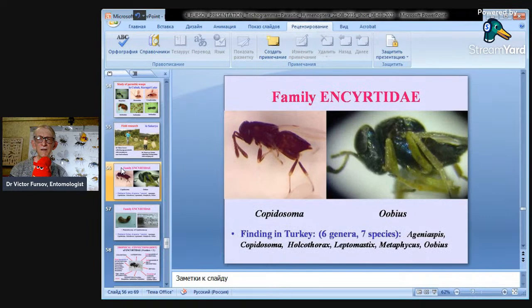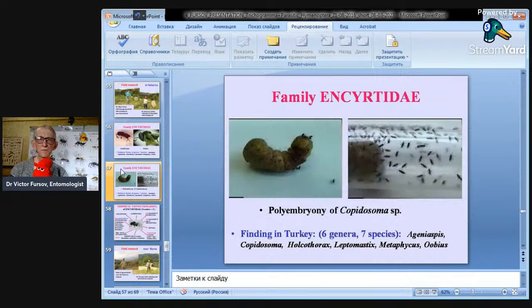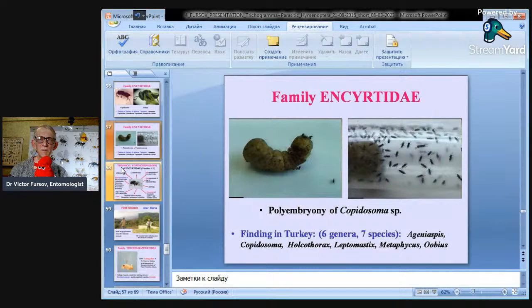Family Encyrtidae, six genera were found in our material. Here we see a picture of polyembryony of genus Copidosoma. You can see here the mummy of a caterpillar, of a noctuid moth. A huge caterpillar, just dry, including many different embryos and cocoons. And on the right slide, so many individuals of Copidosoma reared from these cocoons. From one cocoon, more than 100 specimens were reared.